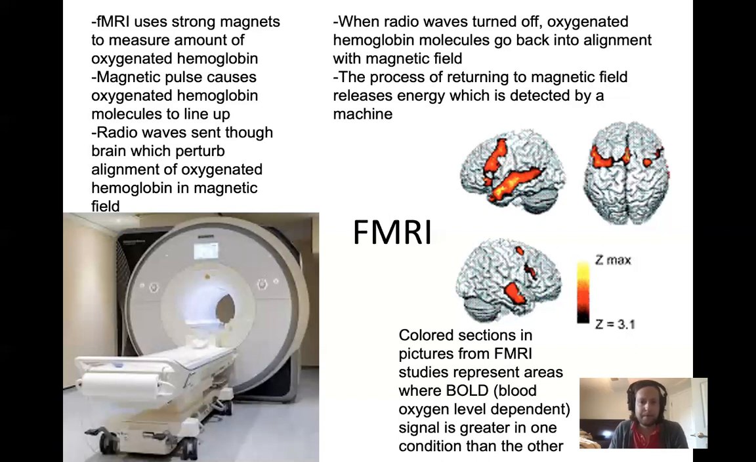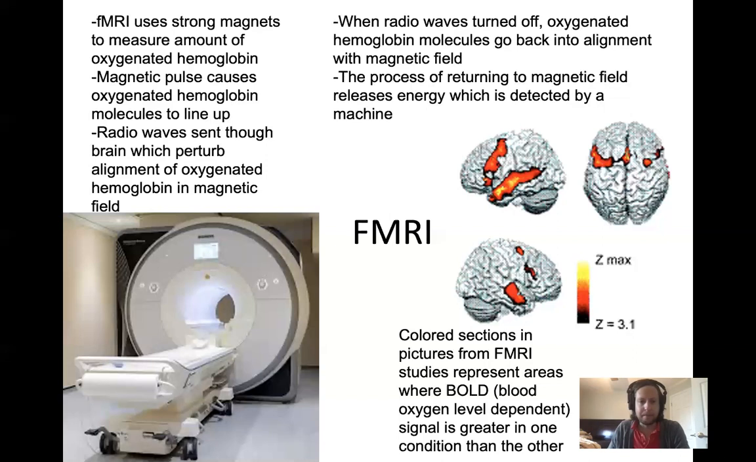And so fMRI, the way it works in more detail than we've talked about now, is kind of these series of bullets up here. I guess I should point out that fMRI has been around for about 40 years now. It came about in approximately the 80s.